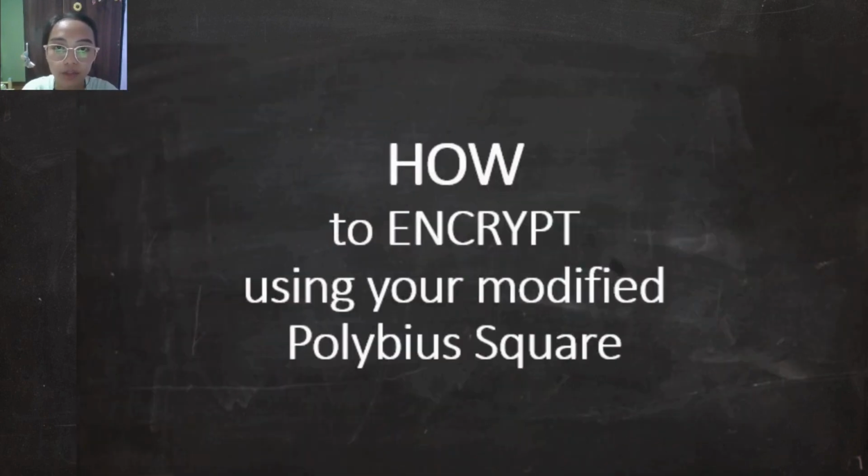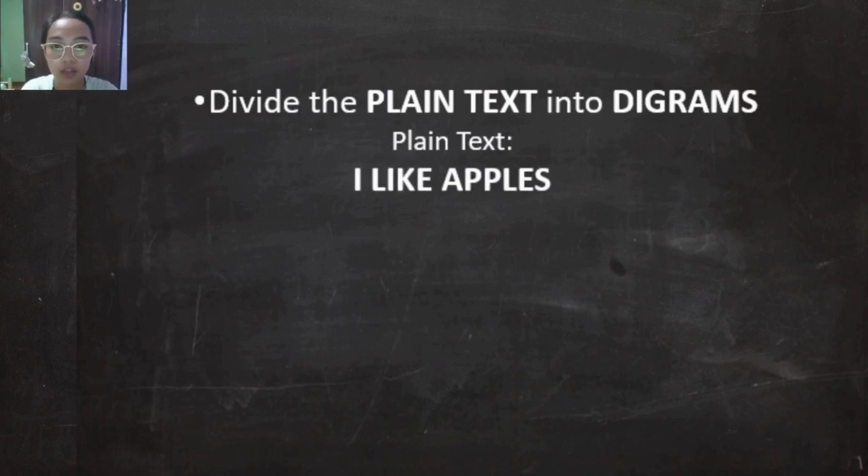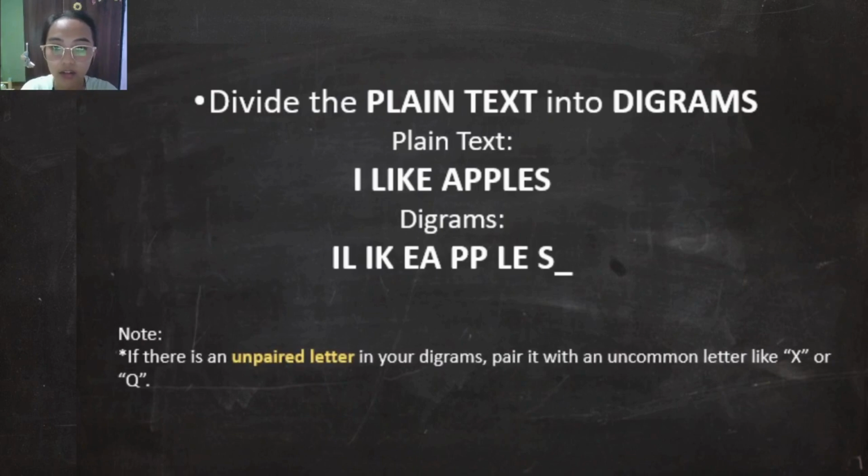So how to encrypt using your modified Polybius square? First of all, divide the plain text into digraphs. So for example, our plain text would be I like apples. That's the message. That's the plain text message. The digraphs would divide them by 2, so it will look like this: IL, IK, EA, PP, LE, and S. Notice that there's a blank right there.